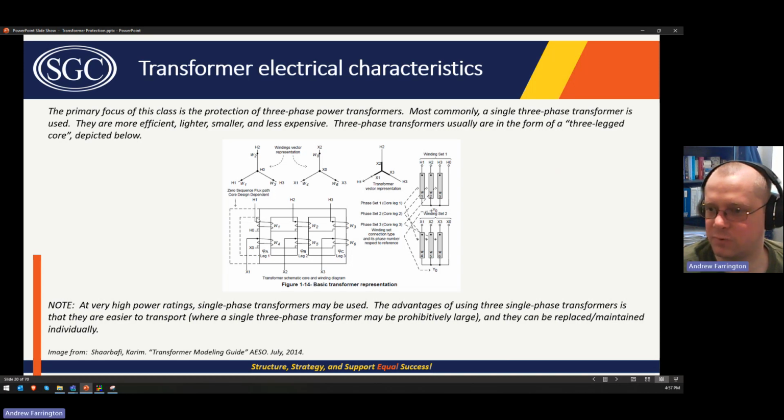This particular transformer, you can see, is a YY connected winding transformer. So the high voltage winding, H1 winding is here, and then all three of the non-polarity sides of those windings are connected together, and those go to the H0 bushing, and then the same thing for the X windings.